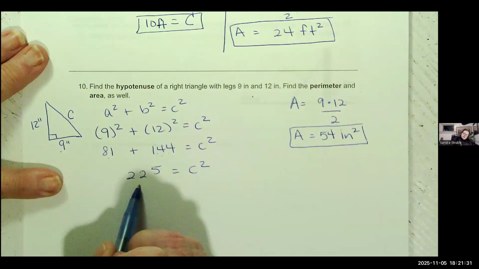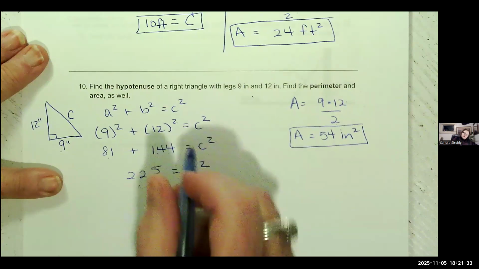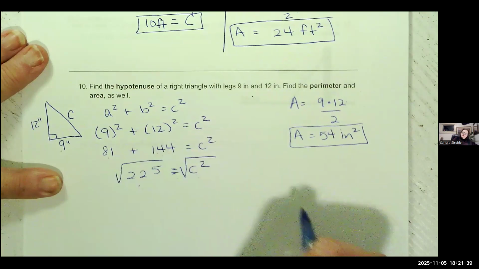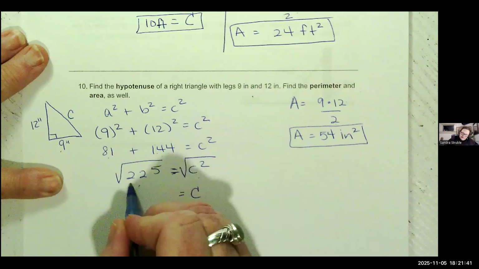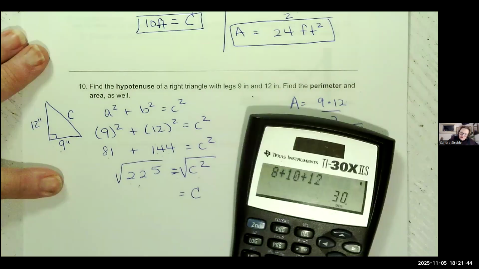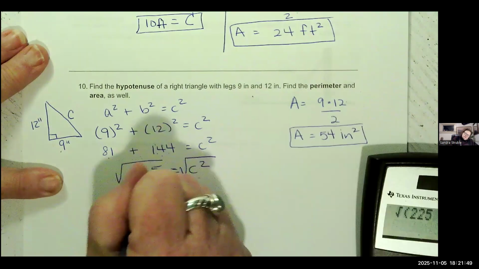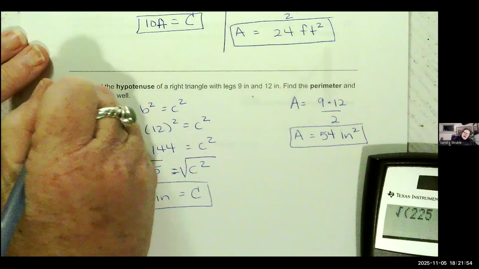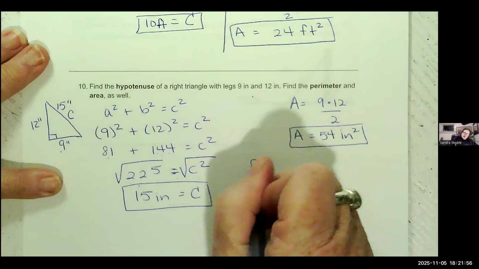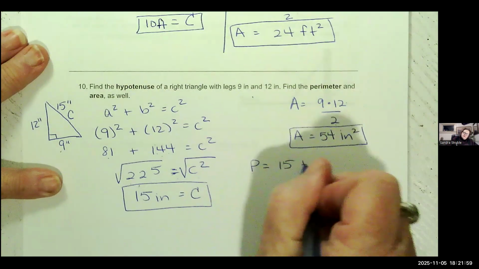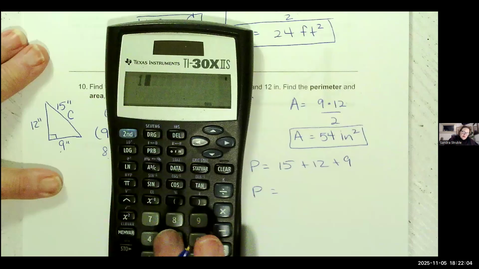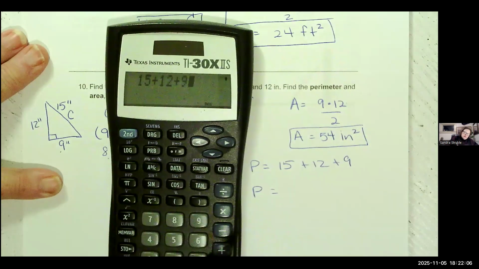To get rid of the square, we have to take the square root. Because of the equal sign, we have to do the same thing on the other side. So c is equal to the square root of 225. It's 15. Yep, 15. Don't forget your unit, and this is inches. So 15 inches. Now we can find the perimeter. Perimeter is add all the sides, so 15, 12, and 9. It's 36. Same unit, inches.